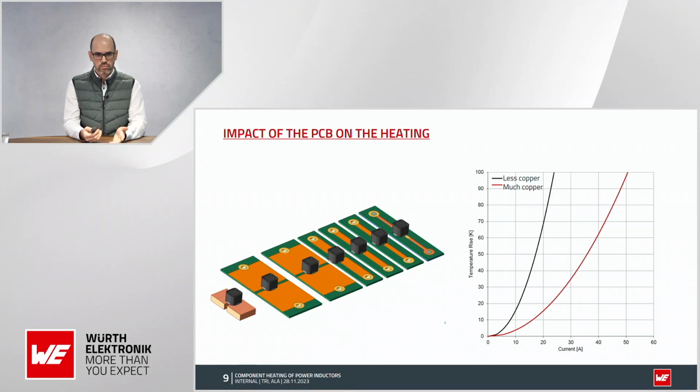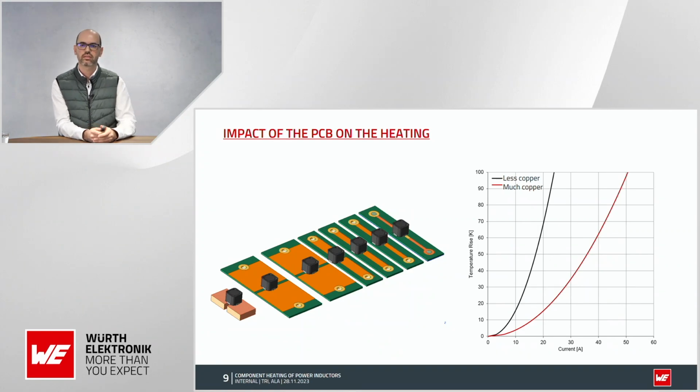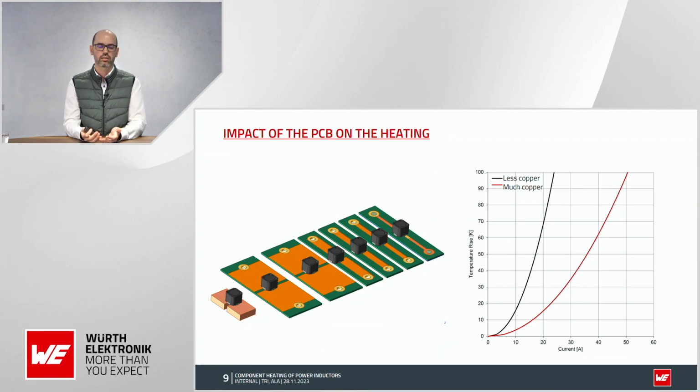One example is here on the left side. The very last picture is a very huge copper area, and on the other side it's a very thin one, and this is what you can see also on the right side. The black one is the PCB with pretty little copper on it, and the red one is the one with lots of copper. This is how you can influence the rated current, even if you are measuring the same part. So the measurement setup also has a huge influence on the result of your rated current value.